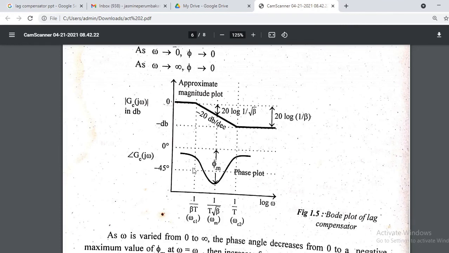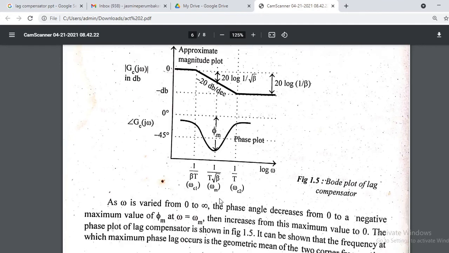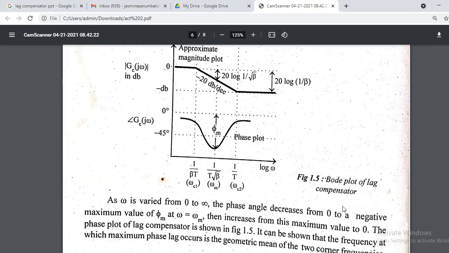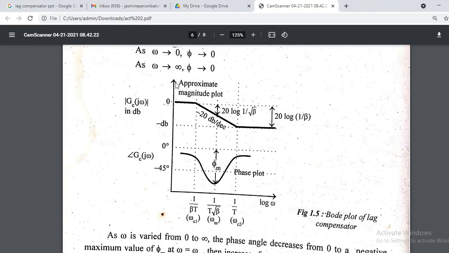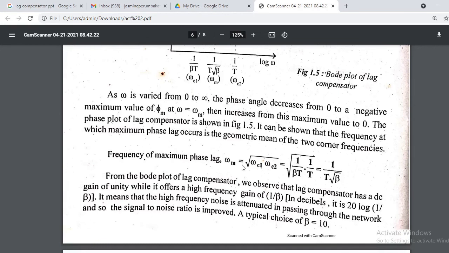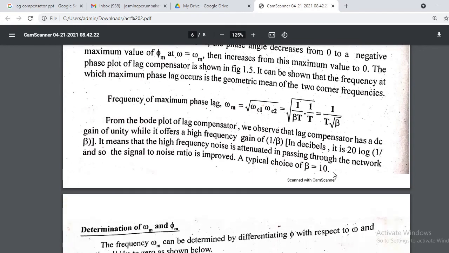We can say that the first corner frequency is 1 by beta t, omega c1, and the upper cutoff frequency or upper corner frequency is 1 by t, omega c2, and omega m is equal to 1 by t root beta. That is, omega m equals root of omega c1 into omega c2, equal to 1 by t root beta. So this is the frequency response, that is the magnitude response and phase response, of the lag compensator. Now the omega m value 1 by t root beta can be derived by formula.